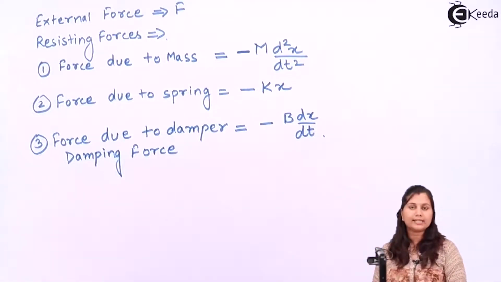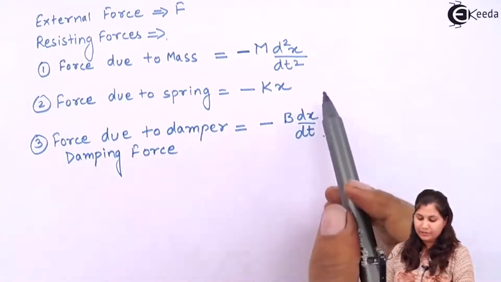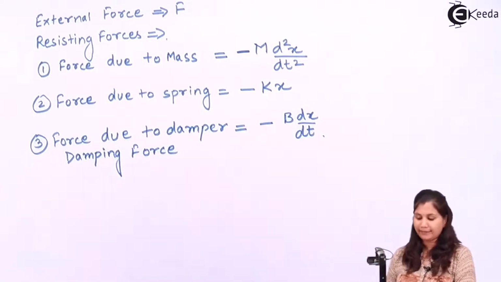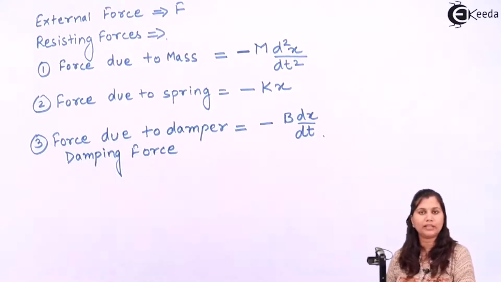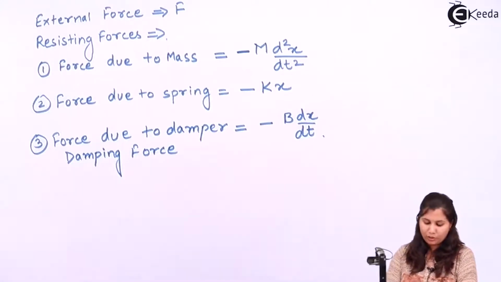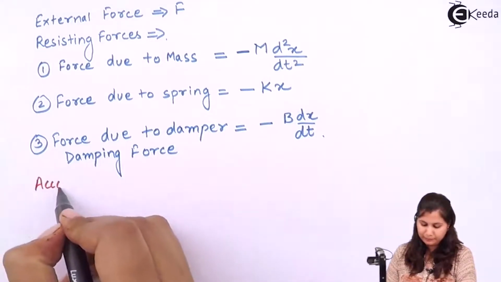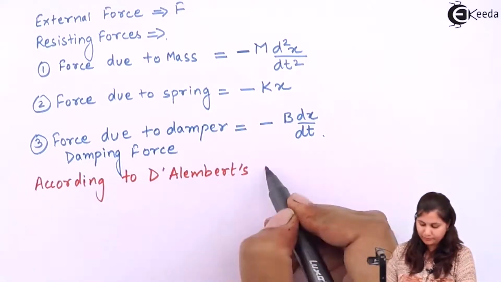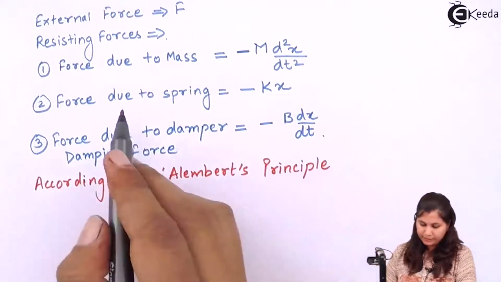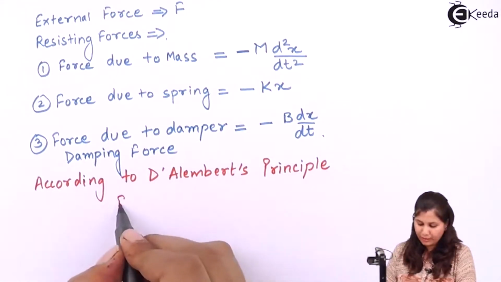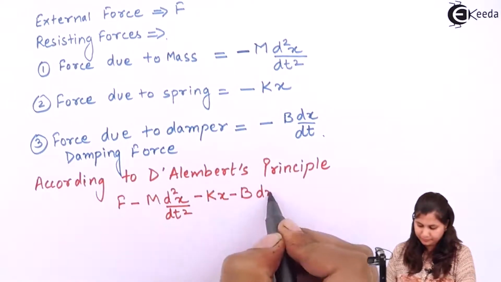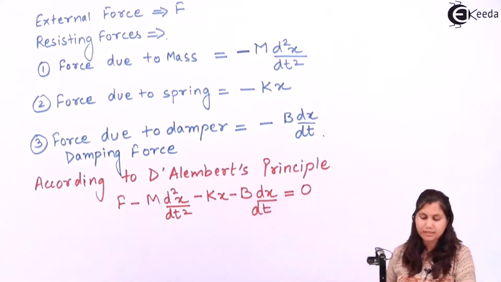Now, according to D'Alembert's principle, the algebraic sum of the forces acting on a body, or the algebraic sum of the external force applied on the body and the forces which are resisting the motion of the body, is equal to 0. So, according to D'Alembert's principle, the algebraic sum will be equal to 0. So, F minus m d2x by dt square minus kx minus b dx by dt will be equal to 0.